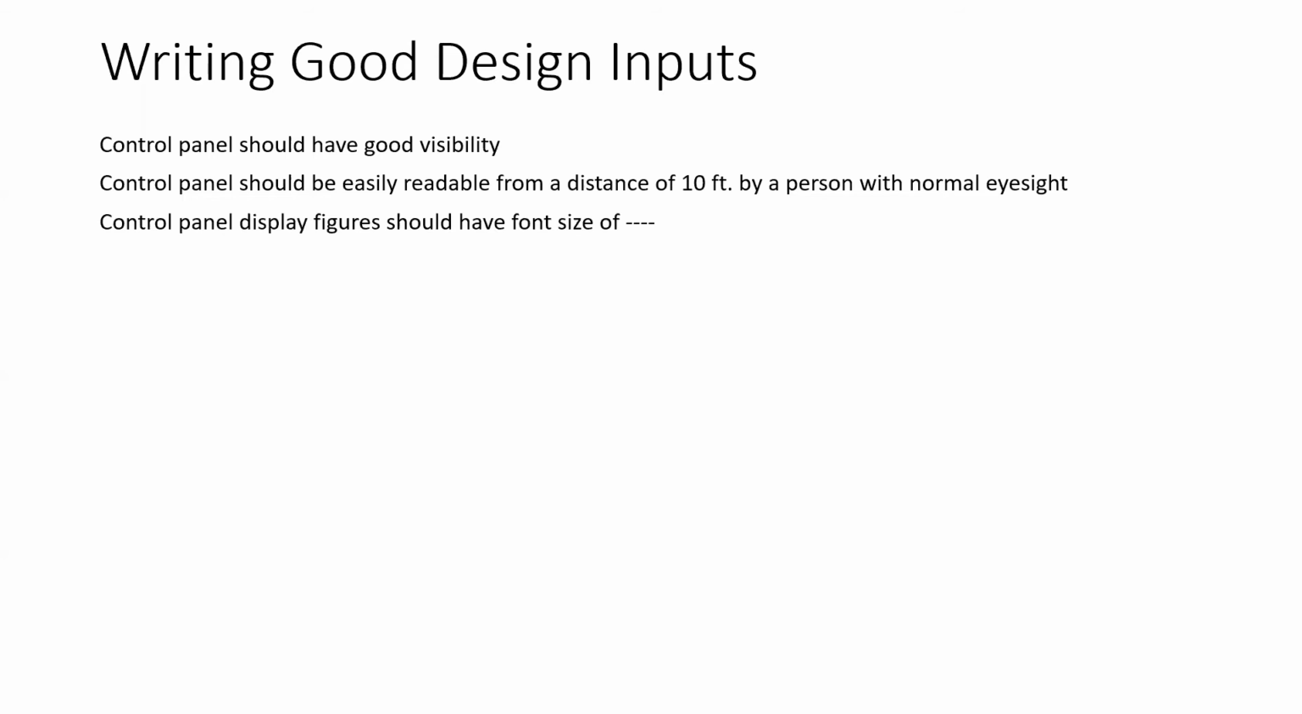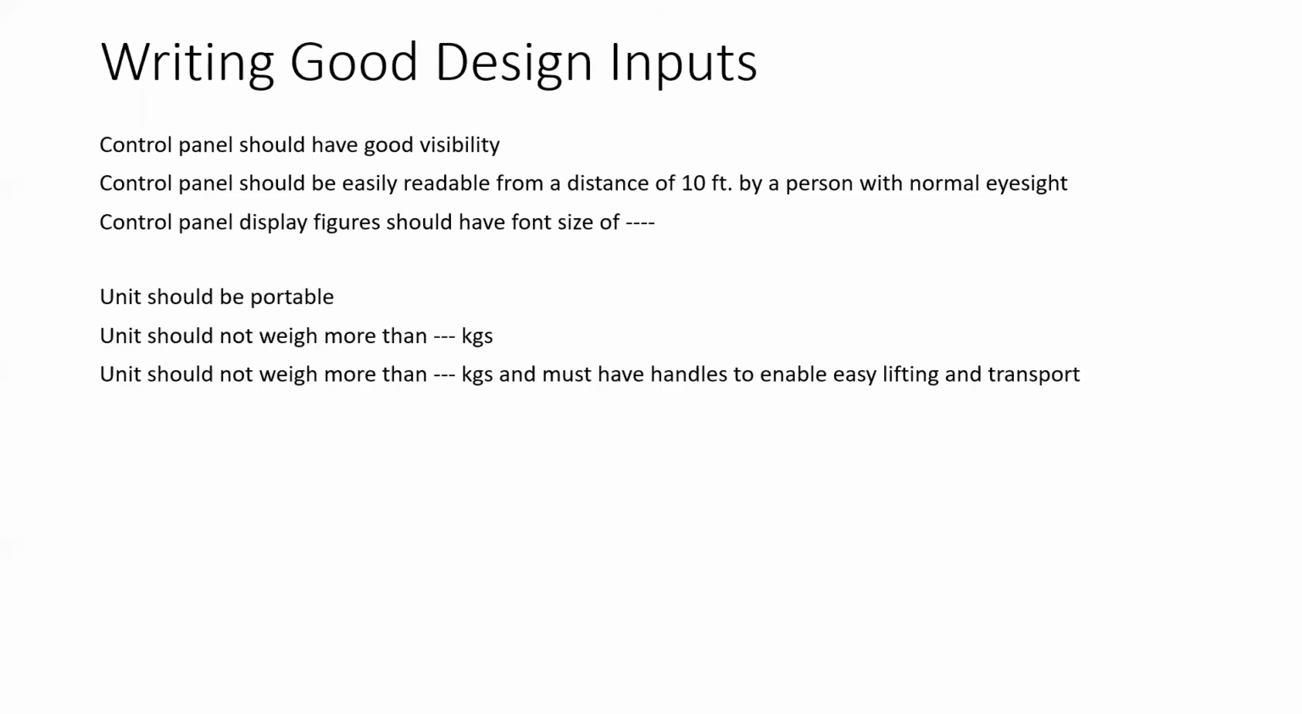And the third statement constrains the designer to do exactly this, which means the designer is a postman, right? So the second or the middle statement, should be easily readable from a distance of X by a person with normal eyesight, is the most balanced and well-written design input, not the one which actually specifies and constrains the designer to do exactly this. Similar example, a unit which is being designed to carry something should be portable.